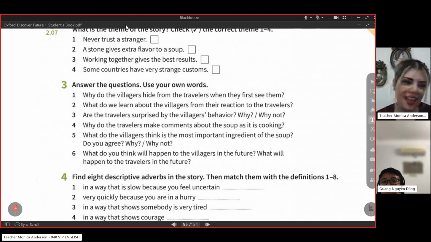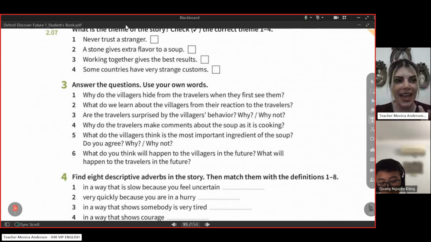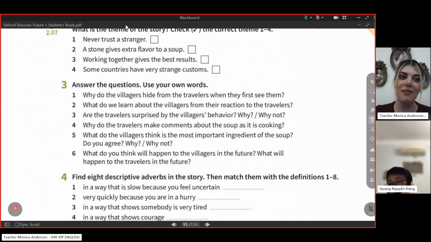But I think, according to the story, the villagers think the most important ingredient of the soup is the stone, because they're really simple, trusting people, and they hear a name like stone soup and they're surprised. They're really simple, really trusting people. Shame on the travelers, they're really tricky.